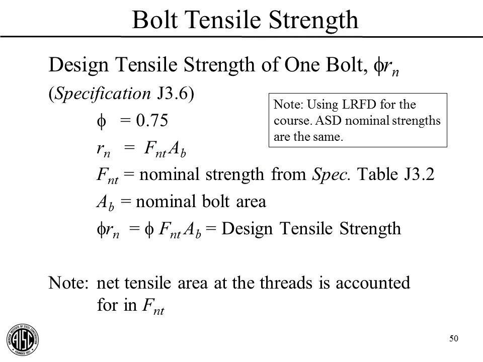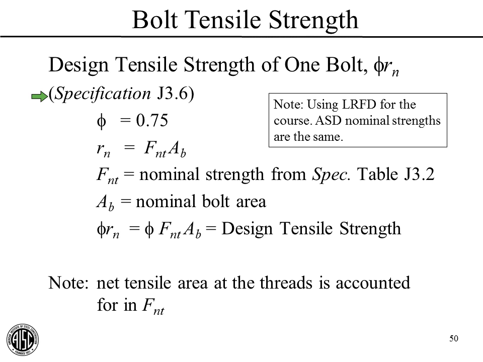Okay, so let's talk about the strength of these bolts. First, let's see how we calculate the design tensile strength of one bolt, phi times lowercase r sub n. Now, lowercase r sub n, we're going to use, or lowercase r, we're going to use to represent the per bolt strength. This is a term that's used in the manual a lot. I don't think it's ever used in the specification.